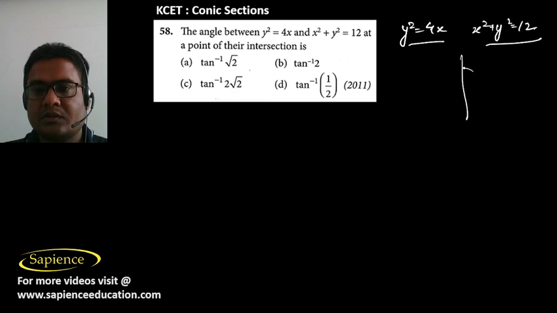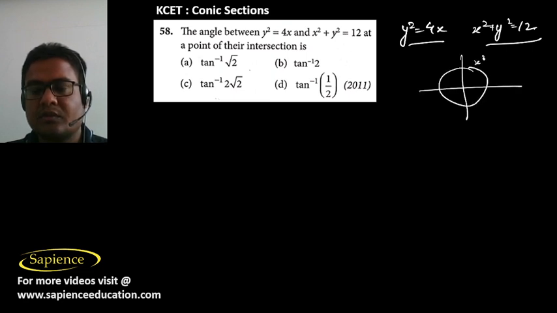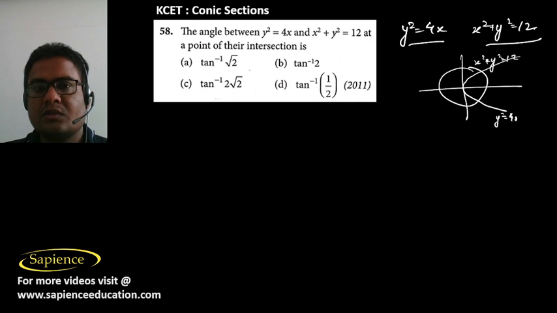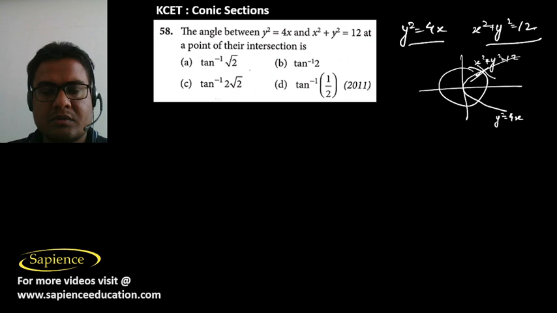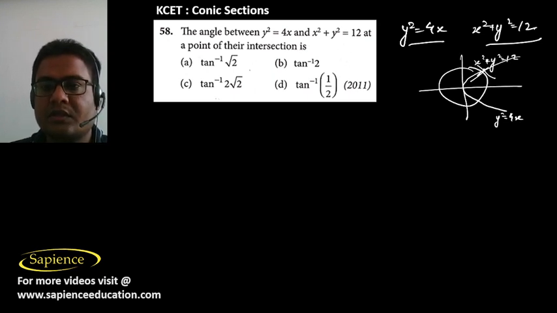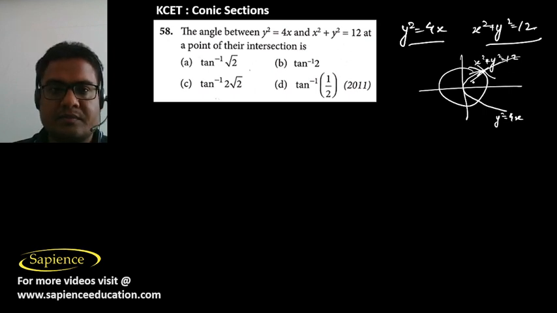So there is one circle which is x square plus y square equal to 12, and there is a parabola also which has the equation y square equal to 4x. So what is the angle between them at their point of intersection? It means that we have to find the angle between their tangents at this point.